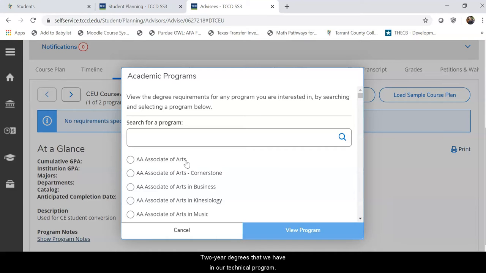And then you can also see some of the other specialized 2-year degrees that we have in our technical programs. The certificate programs are also included here as well. So you may start off with a certificate. You may actually pursue a degree and a certificate at the same time. It depends on what your professional goals are.